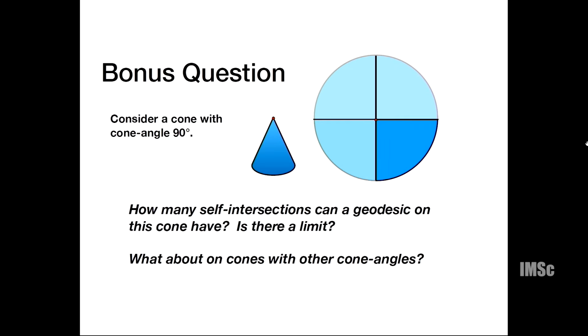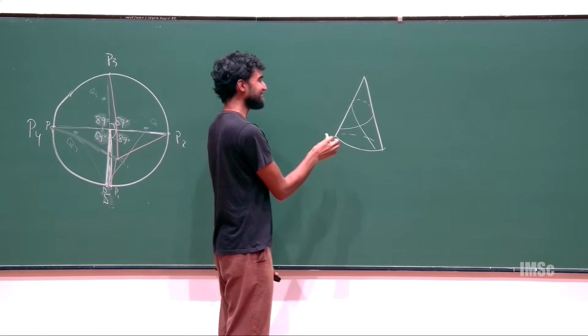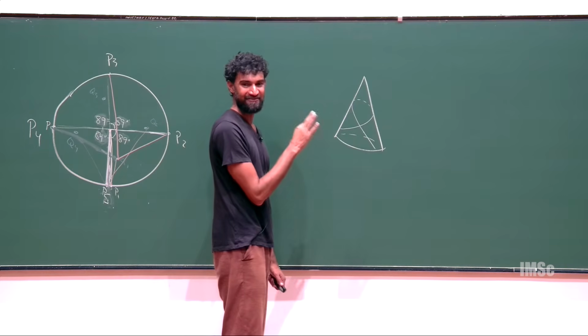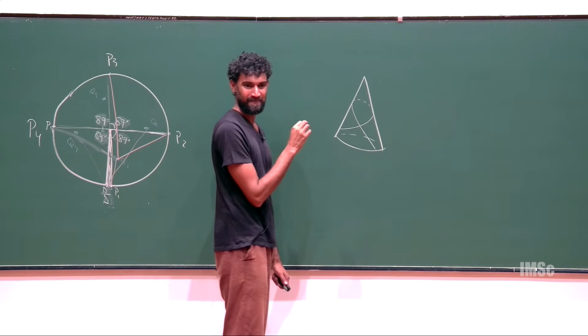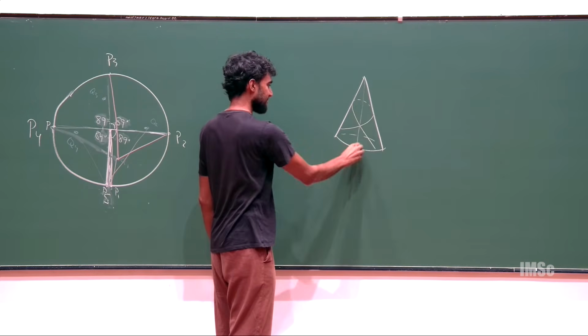So is there any clever way of doing that? If I have a cone and I have some geodesic along it, and I want to know how many self-intersections that geodesic has, is there any clever cut I could do that'll help me identify how many there are? So one idea is to cut along the intersection like that.